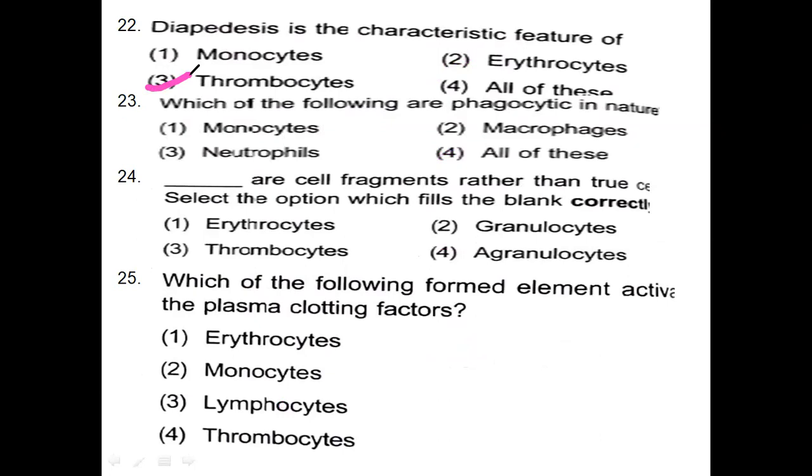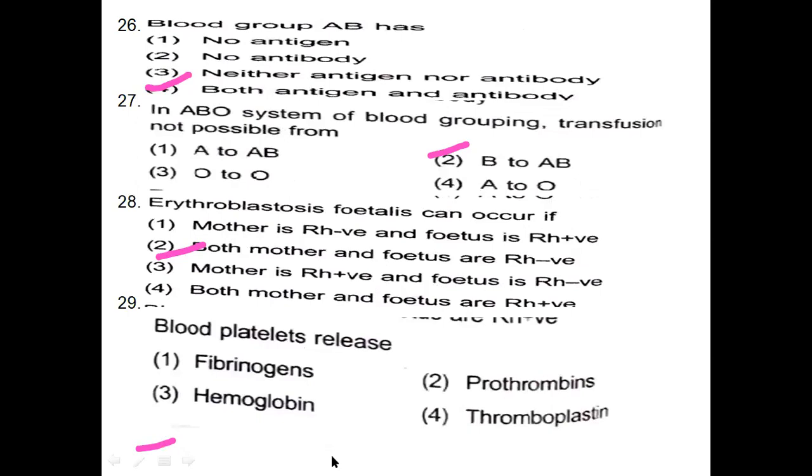Which of the following are phagocytic in nature? All of these. Dash are cell fragments rather than true cell aggregates. Select the option which fills the blank correctly. Thrombocytes. Which of the following formed element activates the plasma clotting factor? Thrombocytes. Blood group AB has no antibody.